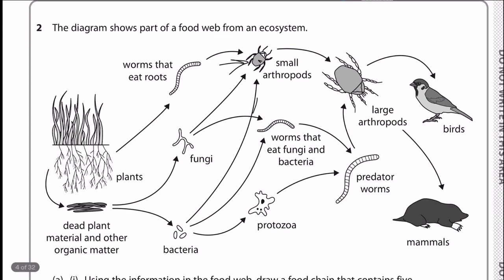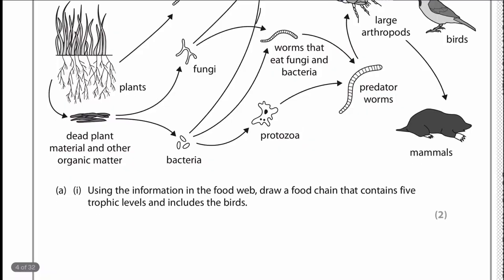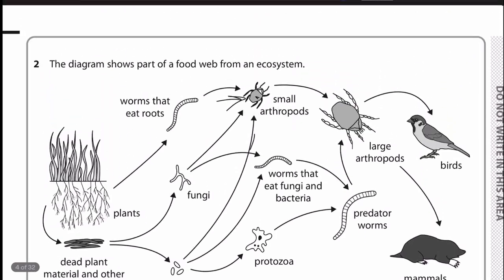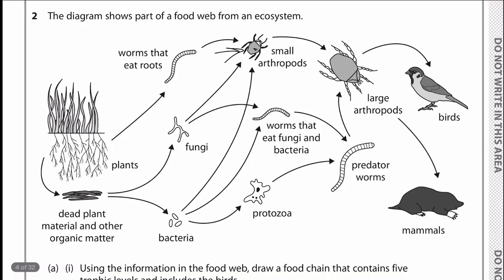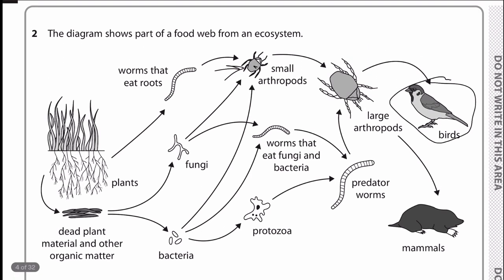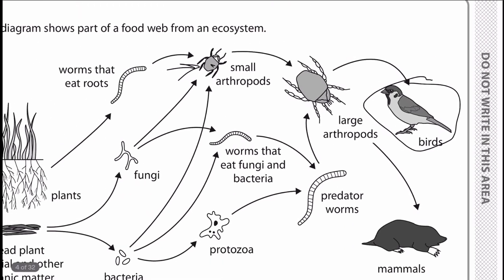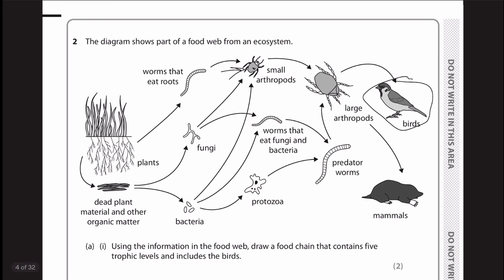Okay, now let's go on to question 2. So the diagram shows part of a food web from an ecosystem. And let's look at this food web afterwards. And it says, using the information in the food web, draw a food chain that contains 5 trophic levels and includes the birds. So before we look at the food web, let's just circle the birds so that we know that's going to have to be included. And it looks like they are an apex predator, the highest trophic level in the food chain that we're going to have to draw. So yeah, let's get right into it.